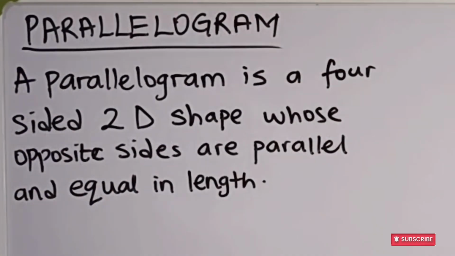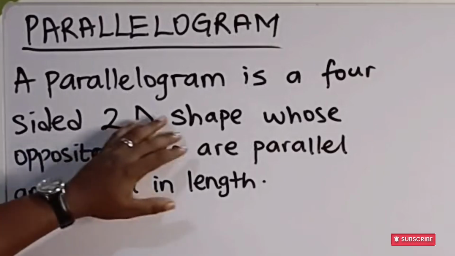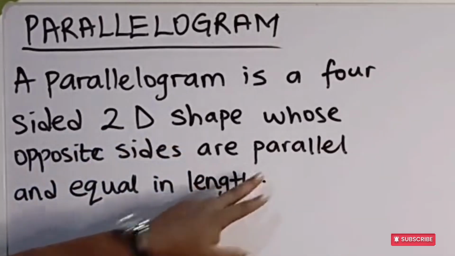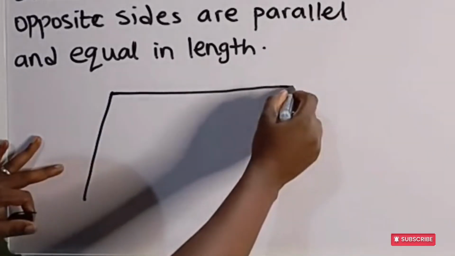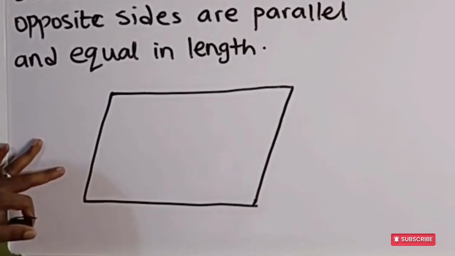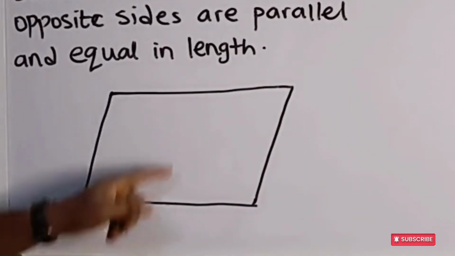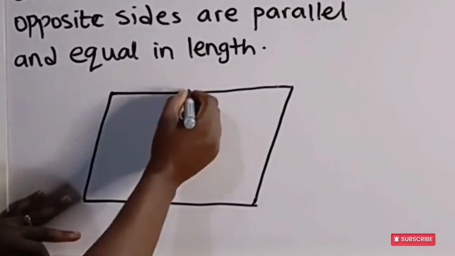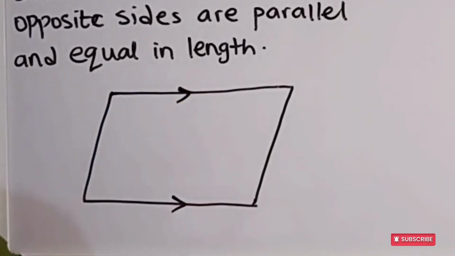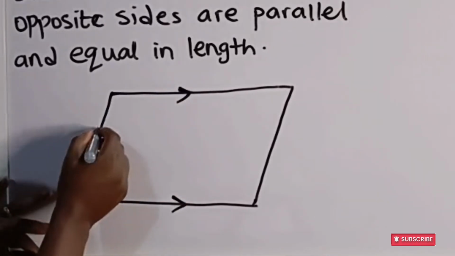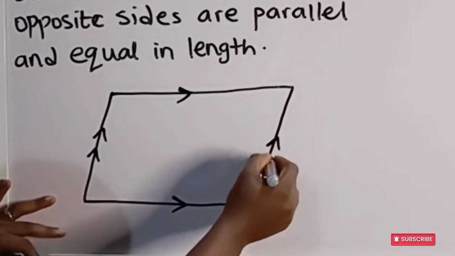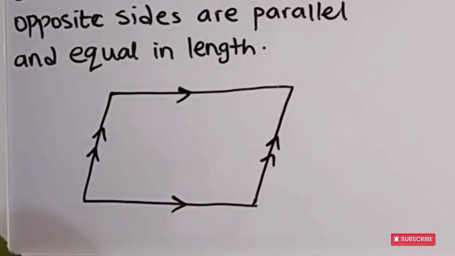So a parallelogram is a four-sided 2D shape whose opposite sides are parallel and equal in length. It is closely related to a rectangle. So let's draw a parallelogram. These two sides are parallel to each other, so we're going to represent it this way. When you see this sign, you know that these two sides are parallel to each other. Also, these two sides are parallel to each other.